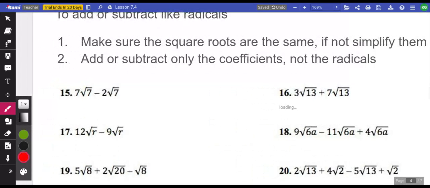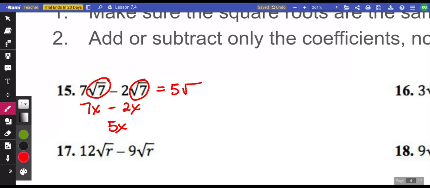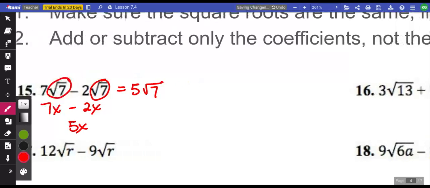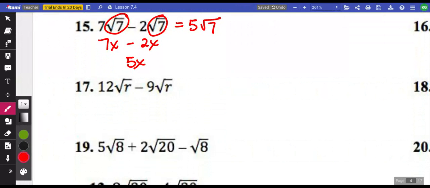So on this one, I have 7 square root of 7s minus 2 square root of 7. And so when I'm adding or subtracting, just kind of like my x's, if I had 7x minus 2x, I would just say 5x. And so I'm treating these square roots kind of as variables. So if I have 7 square root of 7s, take away 2 square root of 7s, I'd have 5 square root of 7s left. This one I have 3 square root of 13s plus 7 square root of 13s, so I have 10 square root of 13s. 9 square root of r's minus 12 square root of r's is 3 square root of r's.